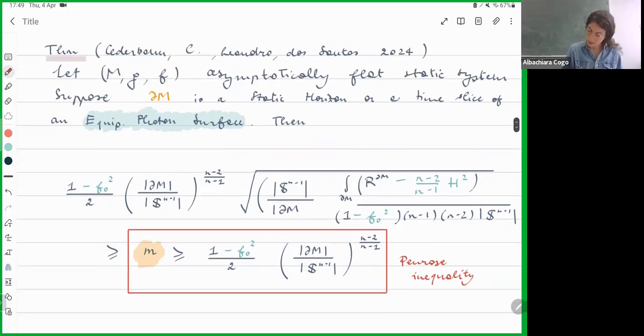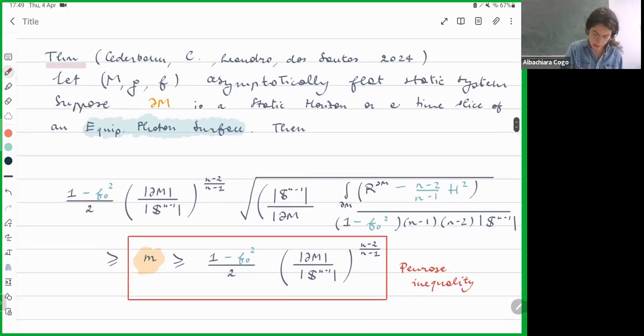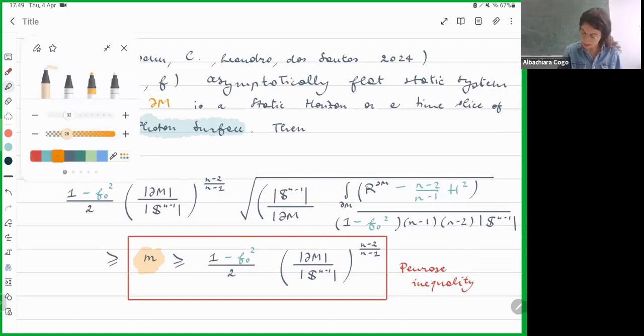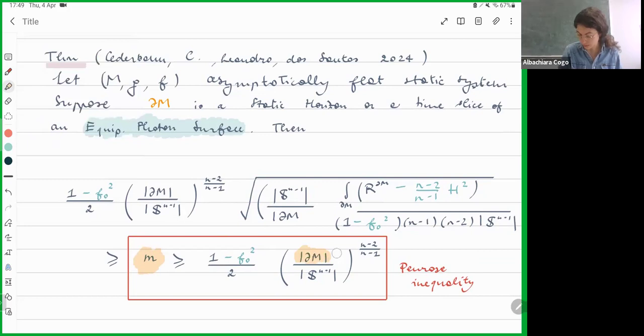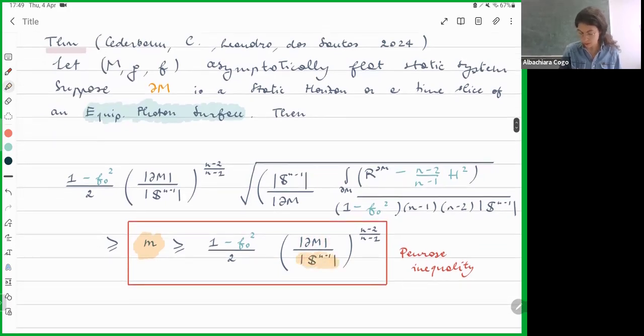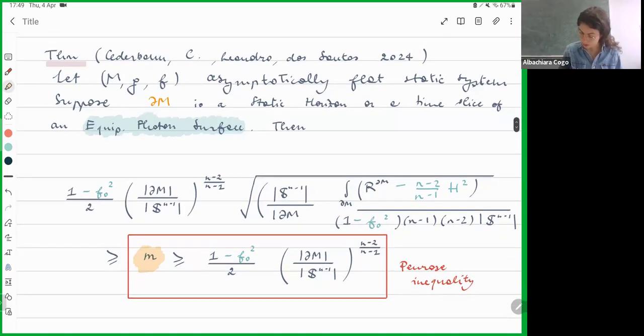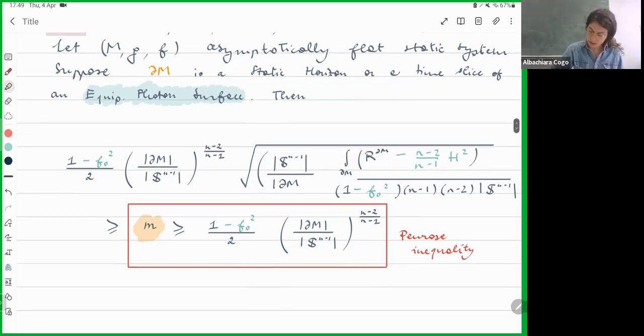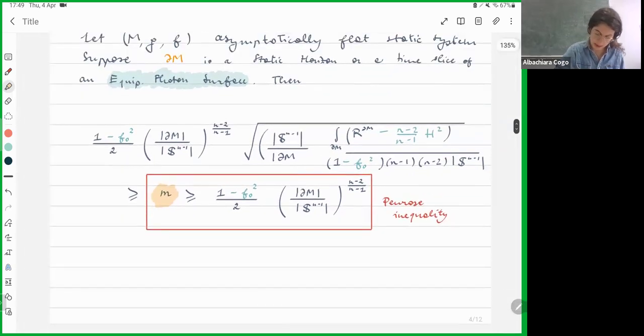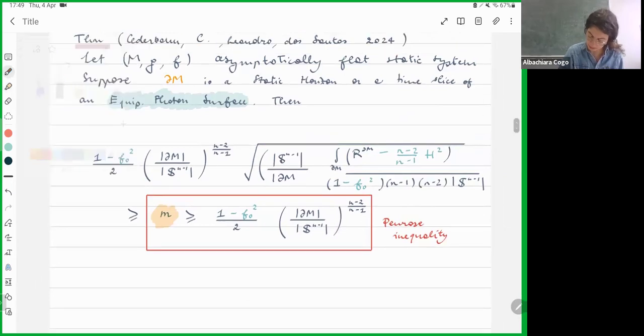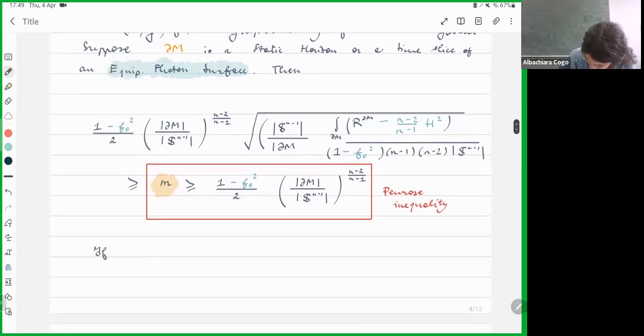And instead, the upper bound is given by similar quantities. This quantity here is the volume of the boundary, and this is the standard volume of the unit sphere. In the case of horizon, because this quantity vanishes, we have an upper bound of the mass given by the integral of the scalar curvature. This is just an observation, and we will see later why these inequalities matter and why they correspond to the uniqueness theorem.